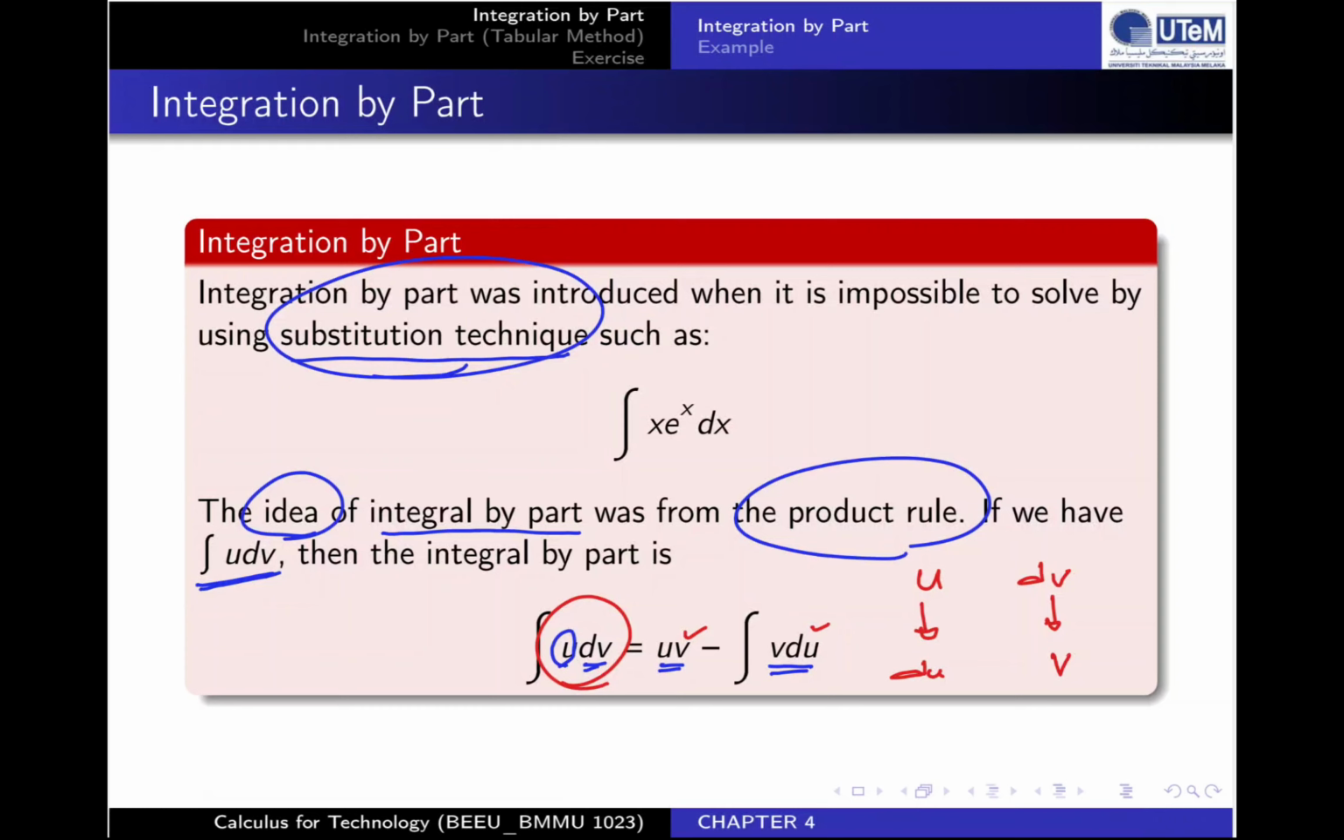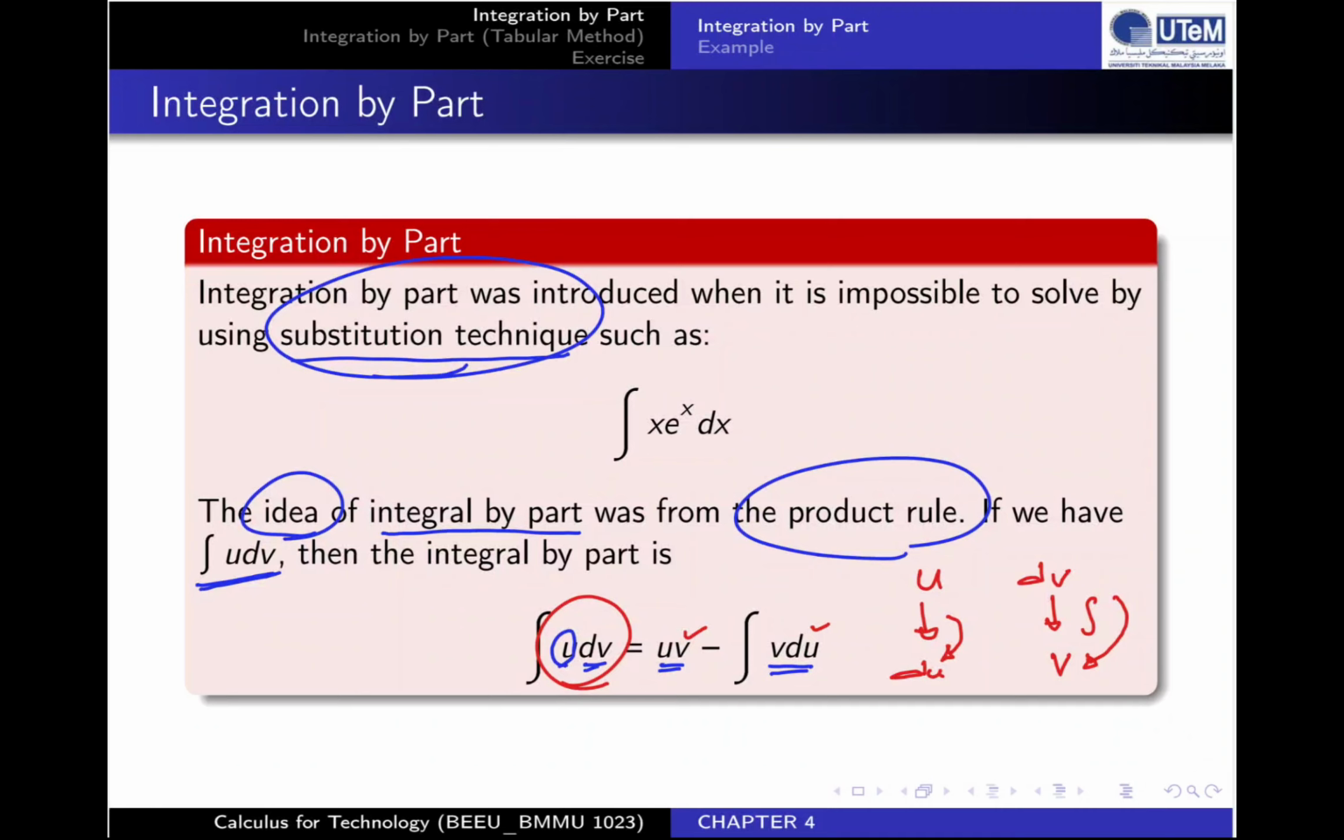In order to find du, we directly differentiate. So when we differentiate u, we can get du. And then if we integrate dv, therefore we can get v. So this is the way to solve integration by parts.